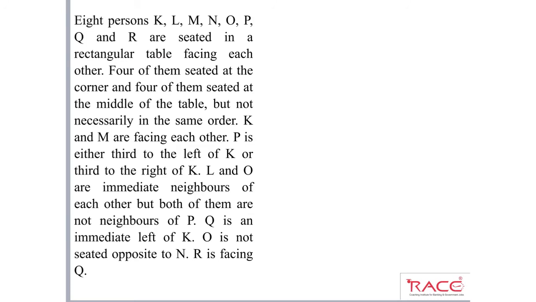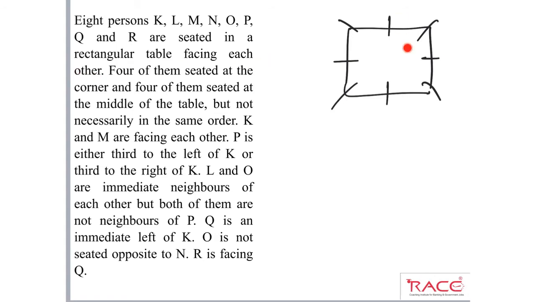So I will draw a rectangular table. Okay, 1, 2, 3, 4, 5, 6, 7, 8. Okay, now facing each other, they are facing each other. So you can see they are facing each other. 4 of them are seated at the corners. These are the corners. 4 of them are seated at the middle of the table. So this is the middle side of the table. Direction they will mention the table.